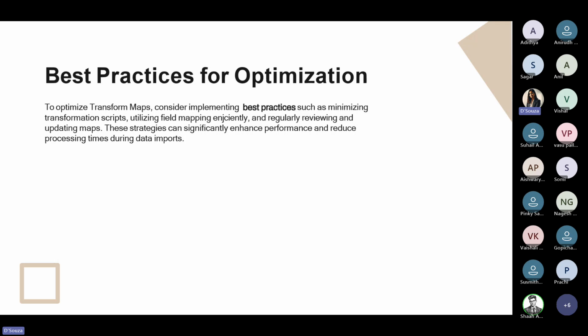Best practices for optimization: consider utilizing field mapping efficiently, and regularly reviewing and updating maps. Once you get the data, make sure that all the data is filled and you don't have any duplicates. You can just validate it. Anyway, if you don't, it will throw us an error, but it's a best practice to validate the data before you load it.